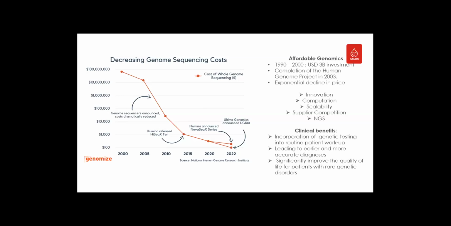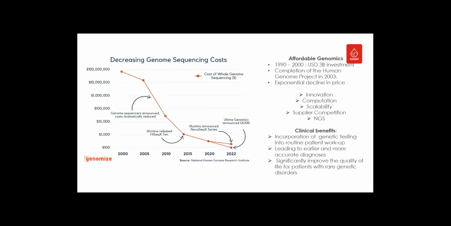And here you can see in around the year 2000, the cost of one whole genome sequencing was about $100 million US. It's totally unaffordable. And yet if you look about 25 years later, this cost has come down to about $100 US. So what has driven this?